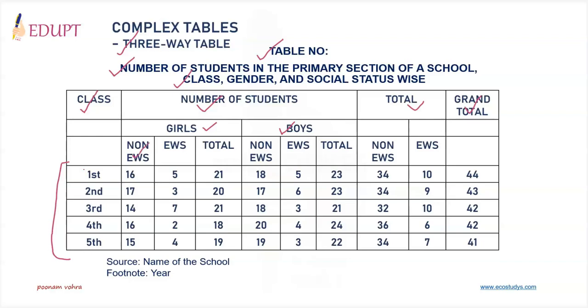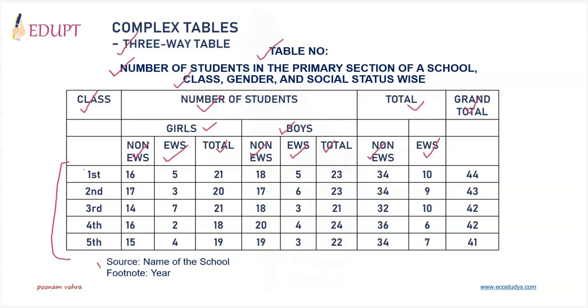non-economically weaker section, economically weaker section under girls and its total. Similarly, non-economically weaker section and economically weaker section under boys and its total. And then under total we have total of girls and boys as non-economically weaker section and economically weaker section. And then finally one can have grand total. Since captions are categorized as sub-captions and each sub-caption is further categorized as sub-captions, this is a three-way table.